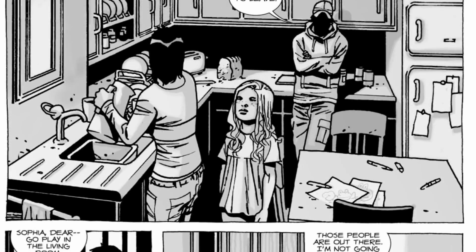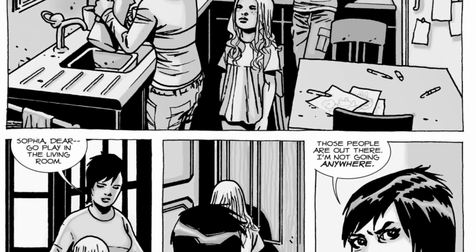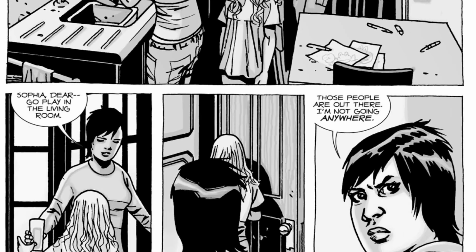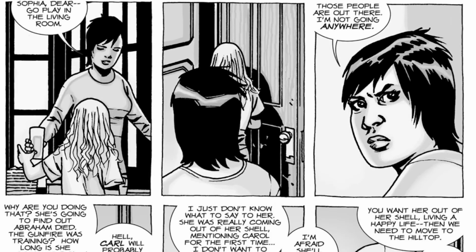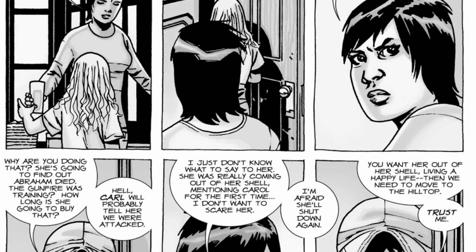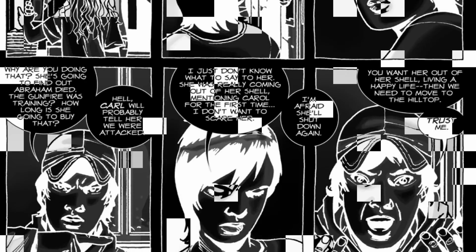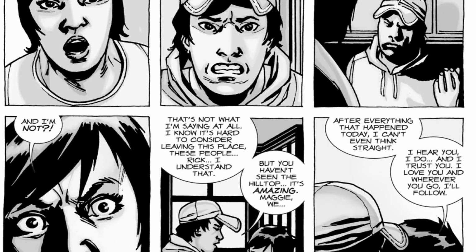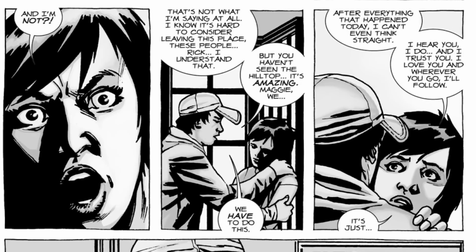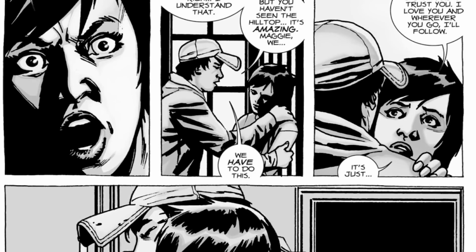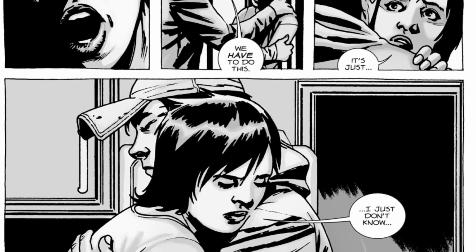Following Abraham's death, Glenn approaches Maggie and tells her that he wants to leave Alexandria, and Maggie gets Sophia to leave the room, fearing that the progress she had made would be undone if she found out about the attack. Glenn says that if Maggie wants Sophia to be happy, if she wants the baby to be safe when it's born, then they needed to relocate to Hilltop. He says that he knows it's hard considering leaving Rick and the others, but that he believes in the potential of Hilltop, and that it is truly the safest decision for their family. She does promise to follow him if he wants to go, but is still uncertain about it herself.